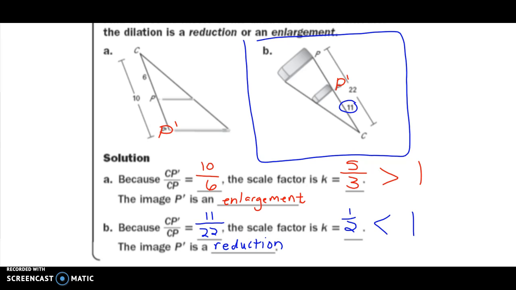It stays the same. So is that a dilation if it stays the same size? No. That's why there's no "or equal to 1." It's either bigger than 1 or it's littler than 1. So bigger than 1 is an enlargement. Smaller than 1 is a reduction.